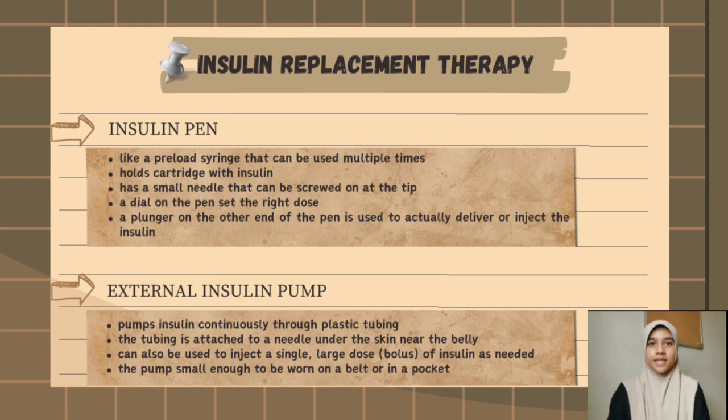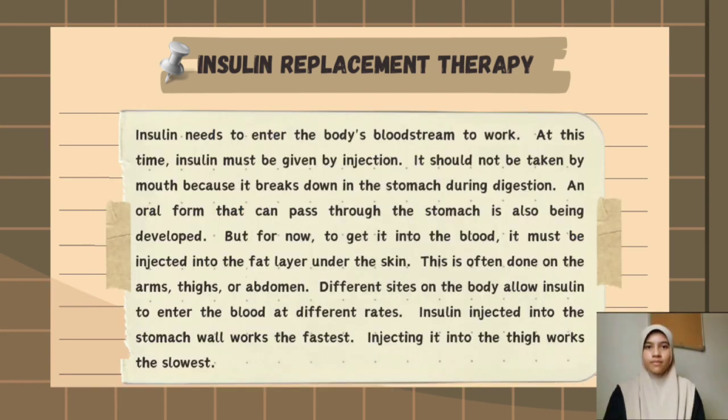An insulin pump is a device that pumps insulin continuously through plastic tubing. The tubing is attached to a needle under the skin near the belly. It can also be used to inject a single large dose, a bolus, of insulin as needed. The pump is small enough to be worn on a belt or in a pocket.